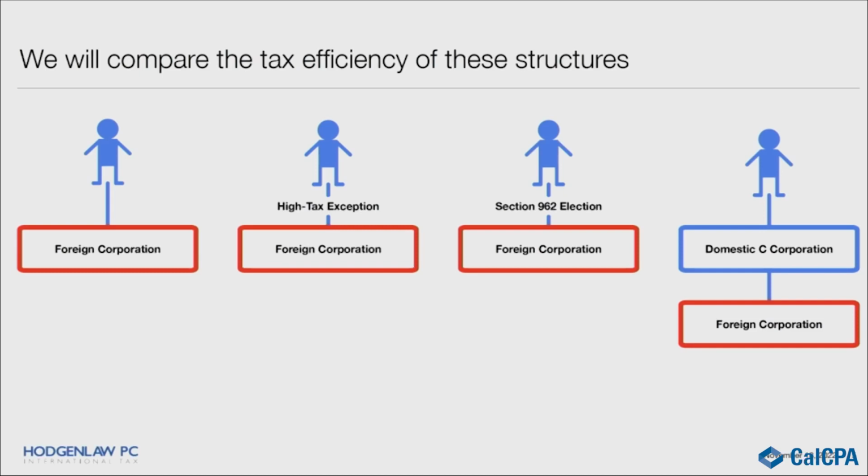The third structure is, again, the same thing, 100% shareholder, but this time the shareholder makes a Section 962 election. So in the same way that you can be a shareholder of a C corporation in the United States and make an S election and radically alter the way in which the corporation and the shareholder are taxed, for a foreign corporation, you can make this Section 962 election and make a radical change in the way tax is computed for the shareholder. And finally, we're going to just use a classic domestic parent company, foreign subsidiary structure and see how things work that way.